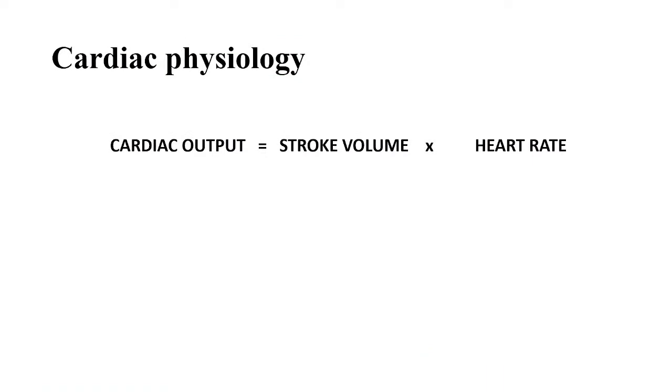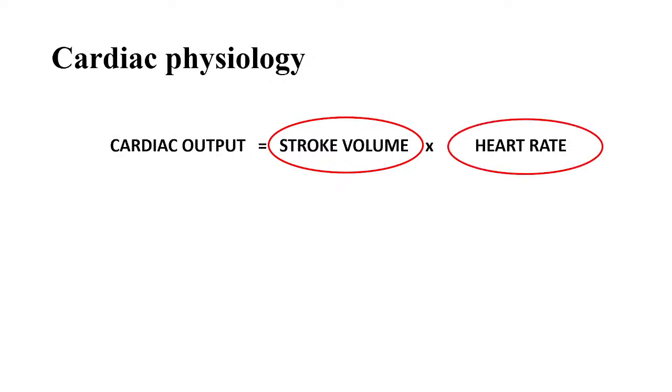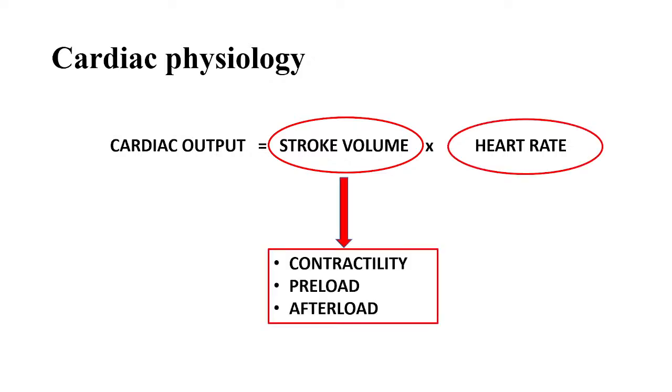Okay, going back to the cardiac physiology, we know that the cardiac output is directly proportional to the stroke volume and the heart rate. The stroke volume is the amount of blood that is pumped by the ventricle during each cardiac systole. The stroke volume is basically dependent upon mainly three factors: the intrinsic contractility of the ventricle, the preload, and also the afterload.